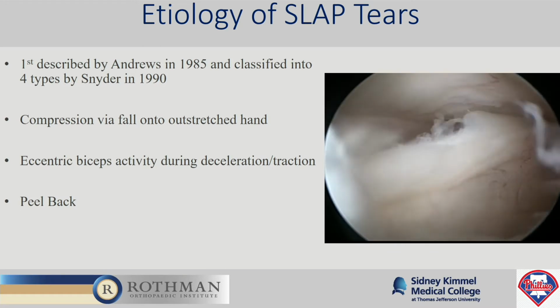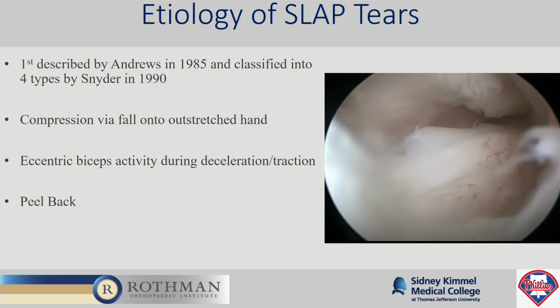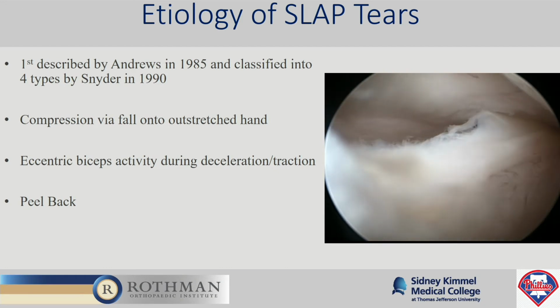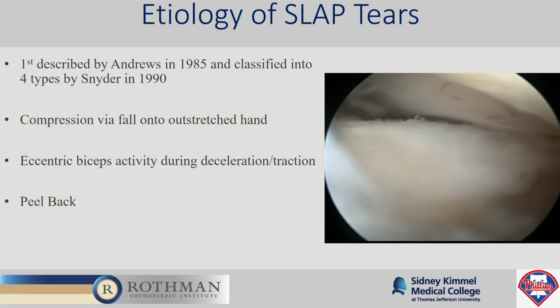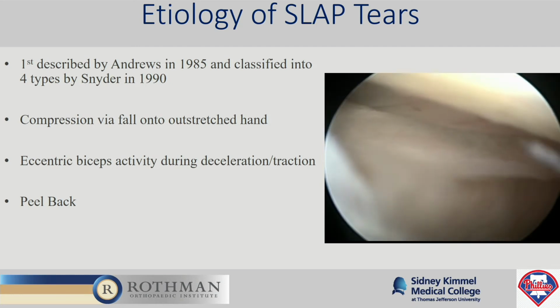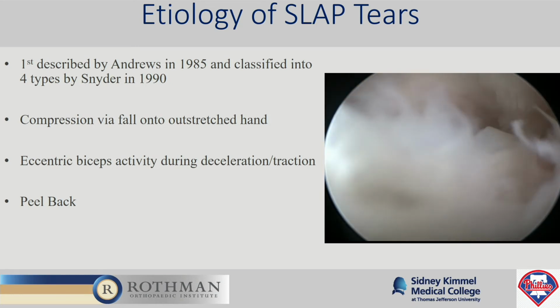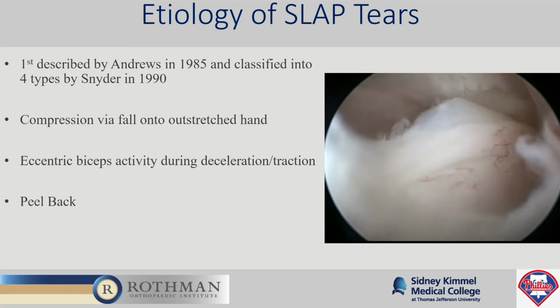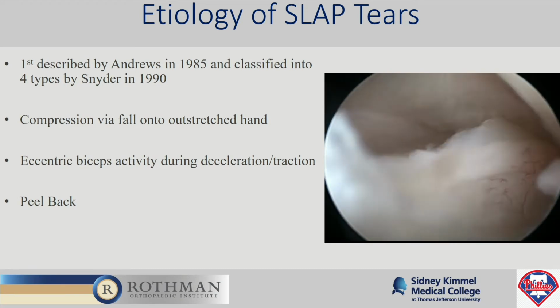One is there's some eccentric activity of the biceps during the deceleration phase. So you can get a traction injury to the biceps superior labral complex as you're trying to decelerate the arm, as the biceps tries to prevent the shoulder from being thrown off of the body when you're decelerating after you let go of the ball.